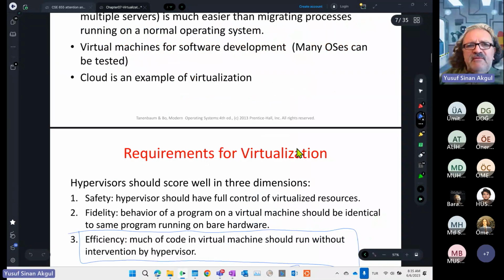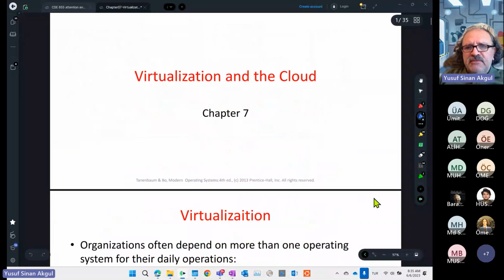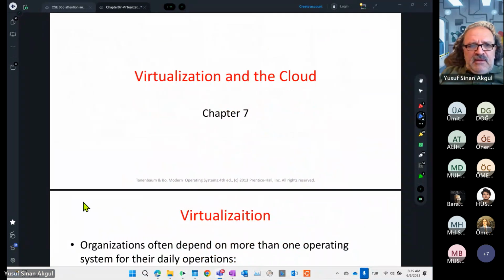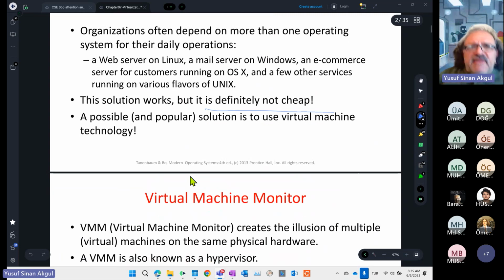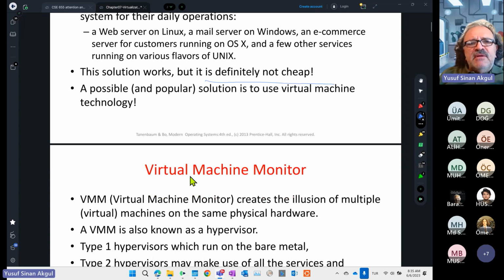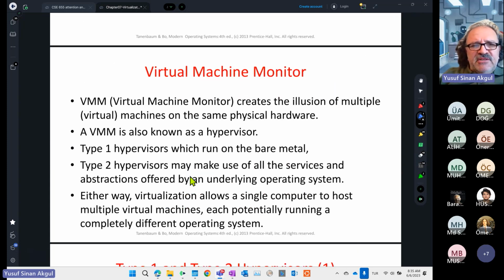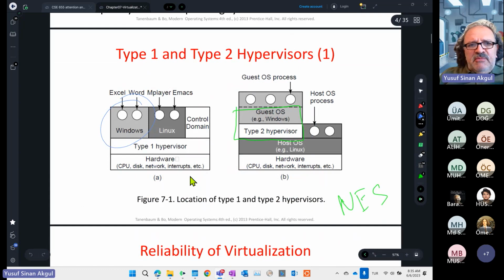Okay, we will finish up this chapter, virtualization. Yesterday we started talking about it. We said that virtualization and virtual machines have lots of advantages, and we talked about two types of hypervisors, type 1 and type 2 hypervisors.